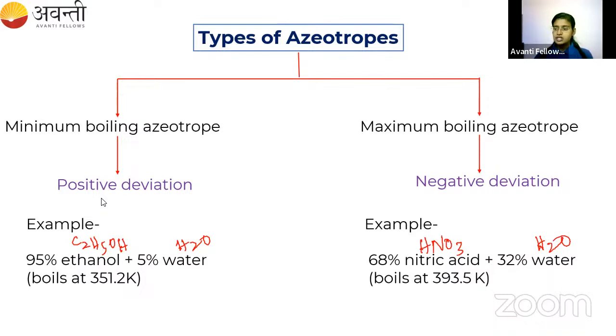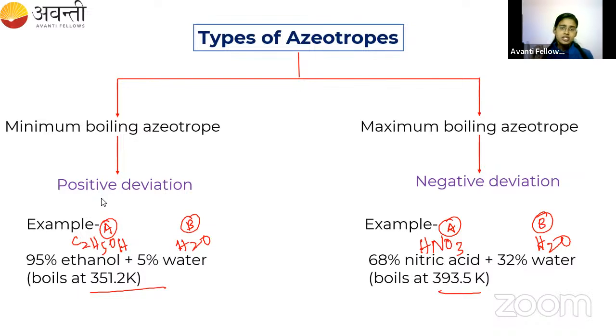And the boiling point is also important. For this, it is 351.2 and here it is 393.5 K. Got it? So here component A is ethanol and component B is water. Here component A is nitric acid and component B is water. So these mixtures boil at a constant temperature, and the composition remains the same in liquid phase and vapor phase. Clear for all of you?